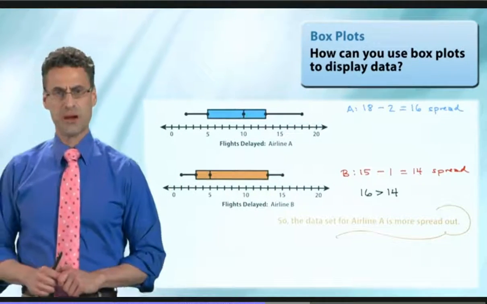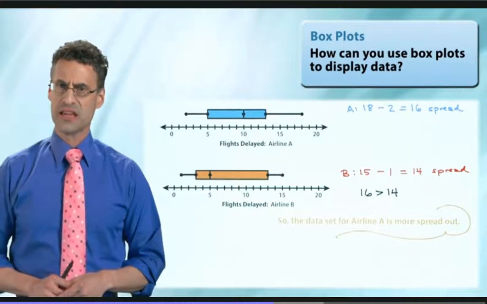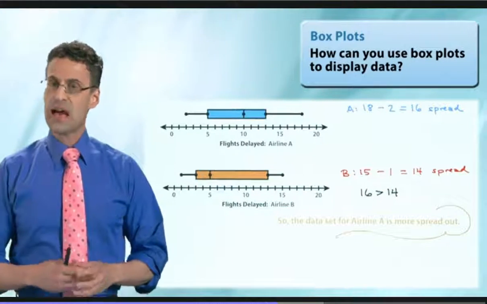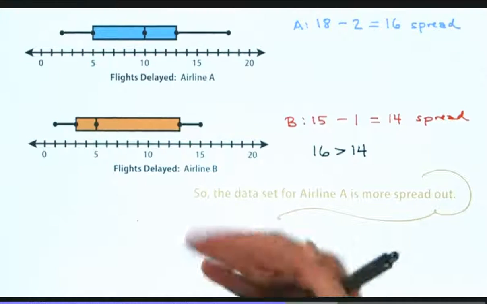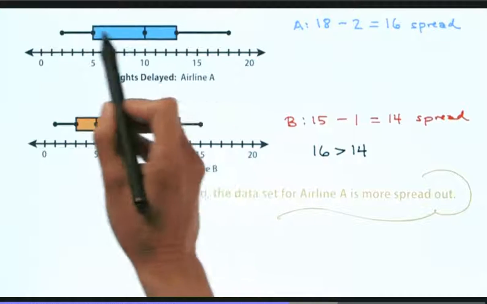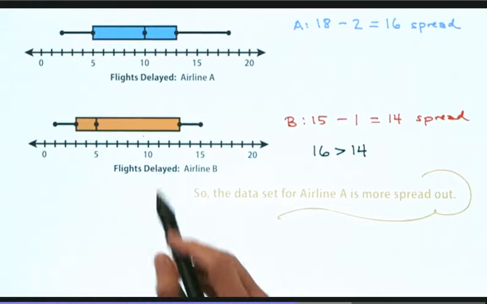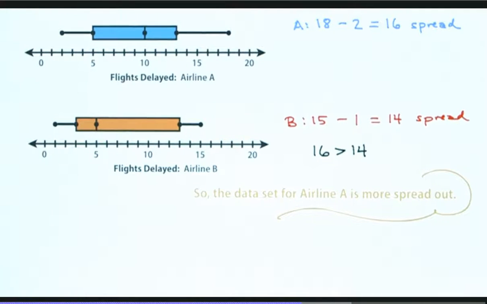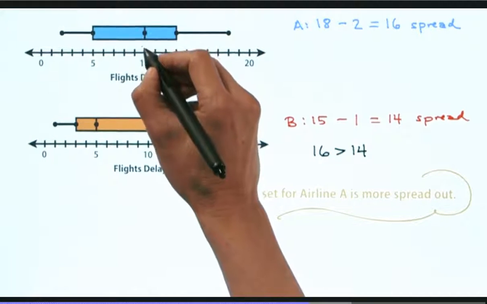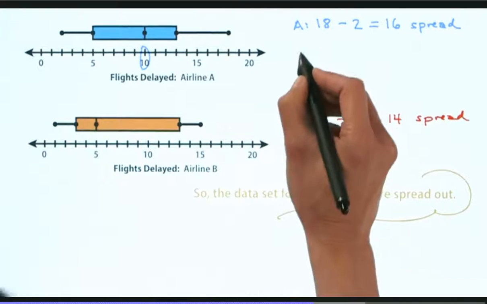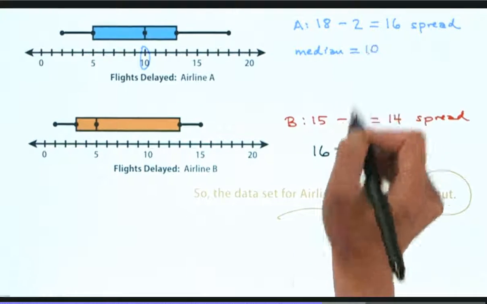Okay, now there's something else I want us to think about, which is how much greater is the median number of flights delayed for A than for B? Now the median, which is that middle value, is actually given to us in a box plot. By looking inside the box, you will see a dot with a line, and that represents the median. So for example, here, the median is 10. That's the middle value.